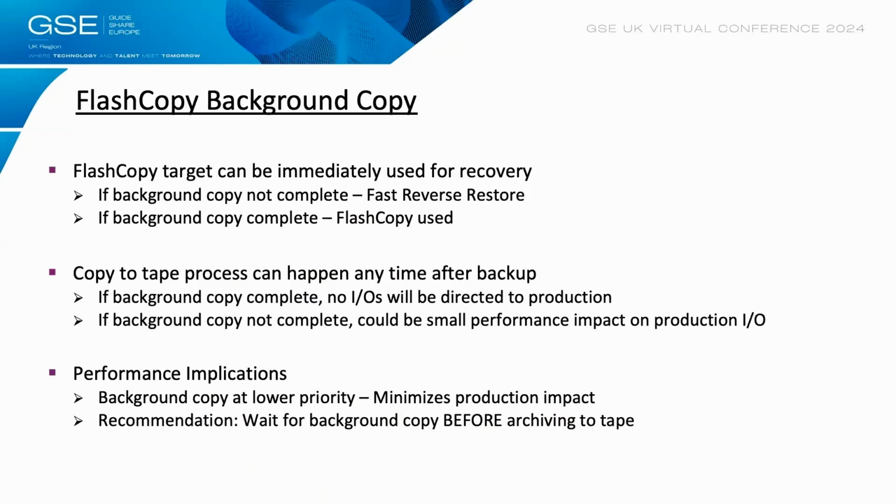Okay, so the FlashCopy target can be immediately used. If the background copy is not complete, then it just does the reverse restore. If it has completed, then FlashCopy will just take the target over the source. The copy to tape process can happen at any time. As soon as a FlashCopy has finished, all the IO will be done straight off the target. If the background copy is not complete, there might be a small performance problem while it goes and gets the data from the source. So best to let it finish if you can.